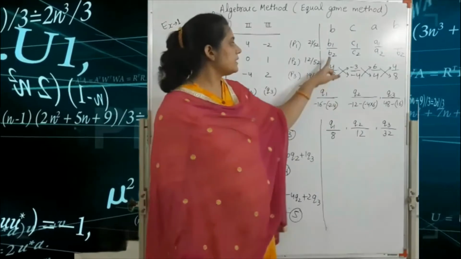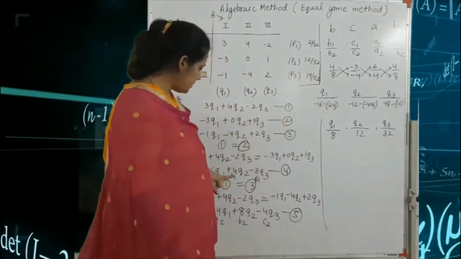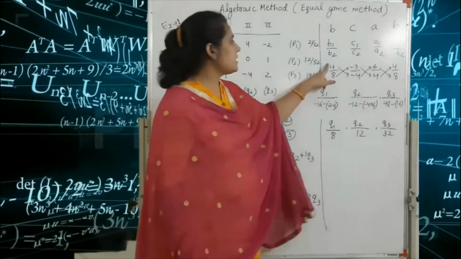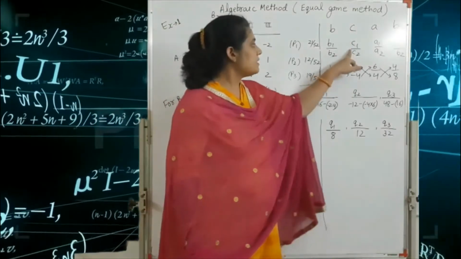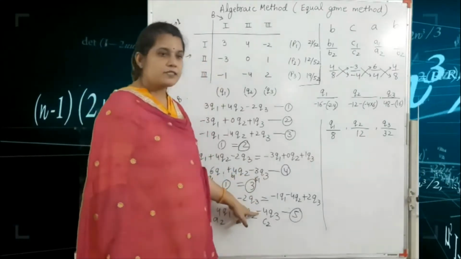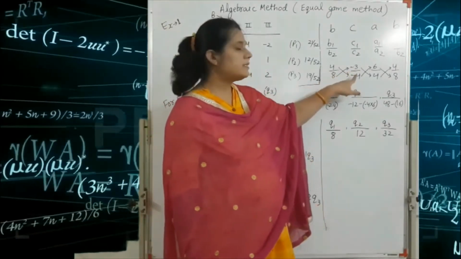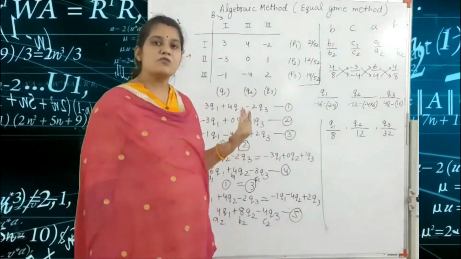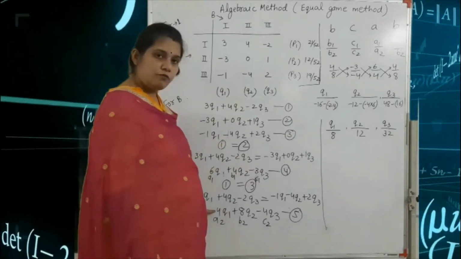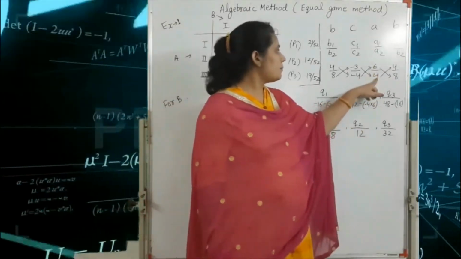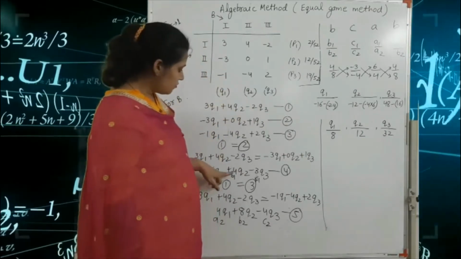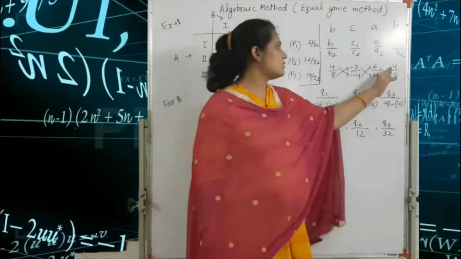After that we write the values. B1 upon B2 is 4 by 8. C1 upon C2 means minus 3 divided by minus 4, so we write minus 3 divided by minus 4. Next is A1 upon A2, which is 6 upon 4. And the last is again B1 upon B2, so we write 4 upon 8 as it is.